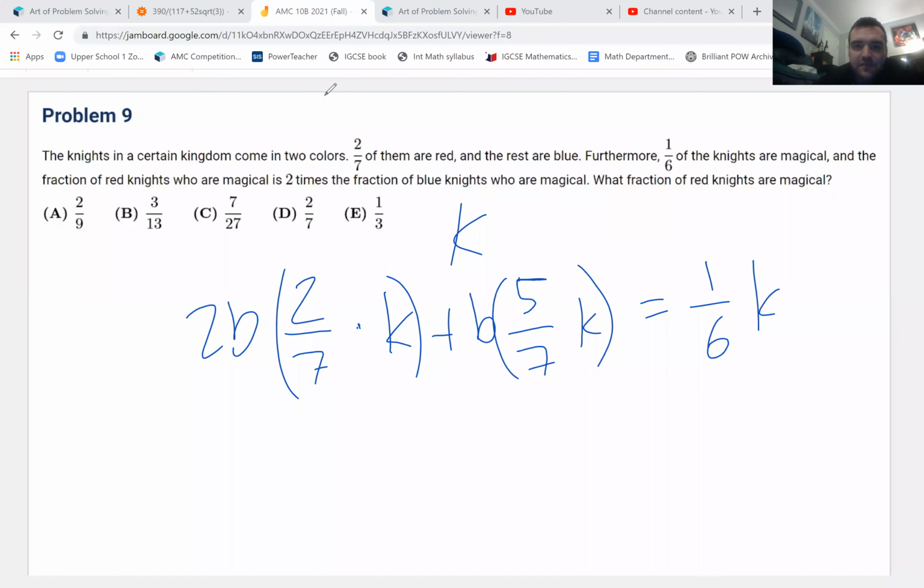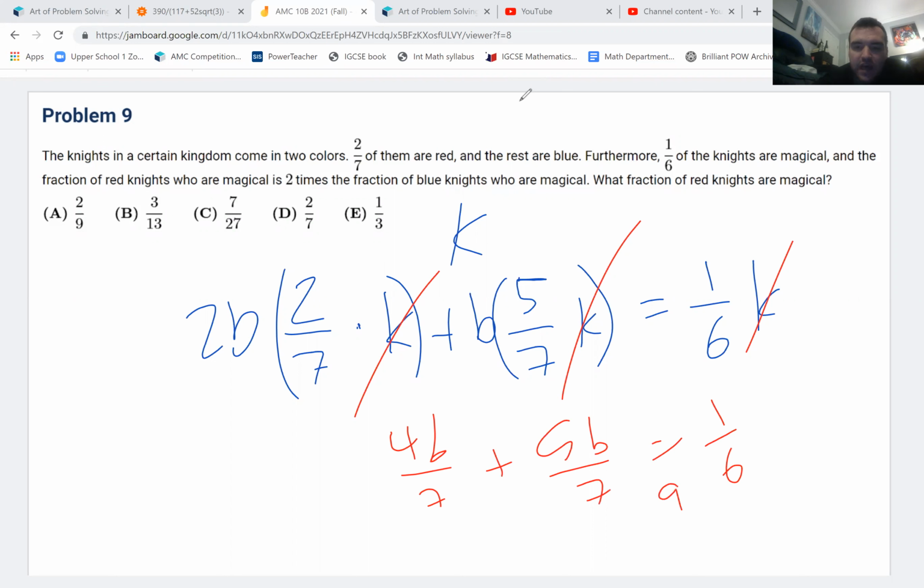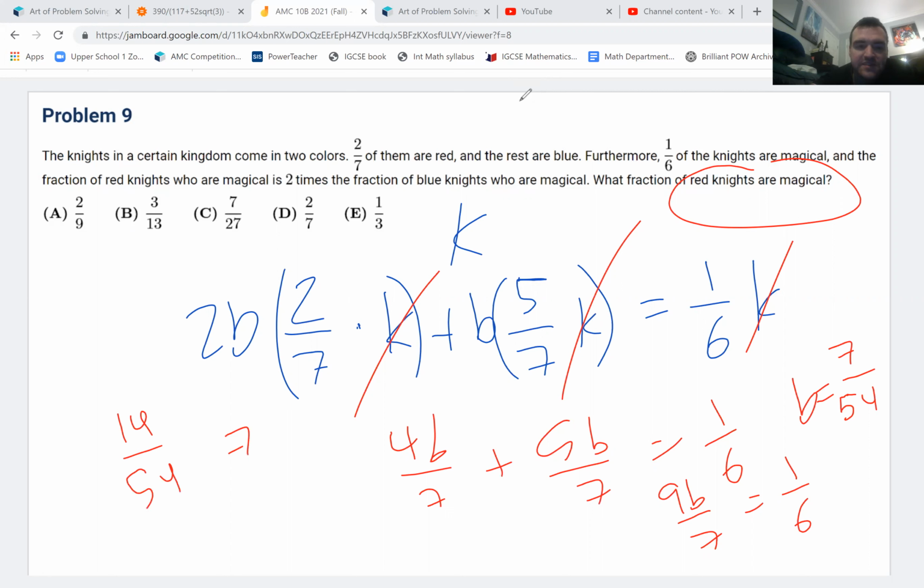What's nice about this is I can divide everything by K, so the K's cancel out. So I'm left with 4B over 7 plus 5B over 7 equals 1 over 6. That gives me 9B over 7 equals 1 over 6, which means B is equal to 7 over 54. But remember, it wants the fraction of red knights that are magical, which was actually 2B. So it's 14 over 54, which reduces to 7 over 27.